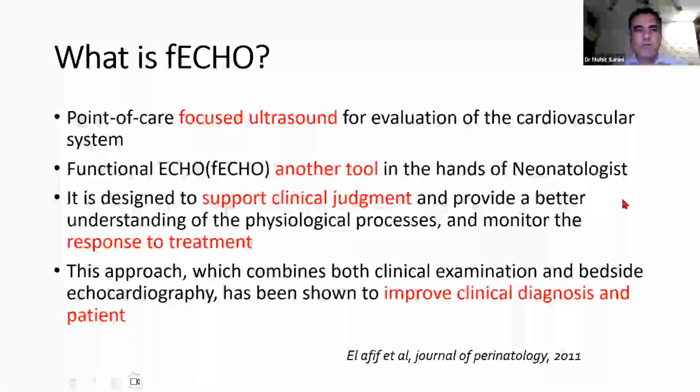So in this, we will be talking about all the normal views. We will not talk about anything abnormal. Any congenital heart disease or abnormal views is in a different set of presentations, and it's altogether a different ball game.